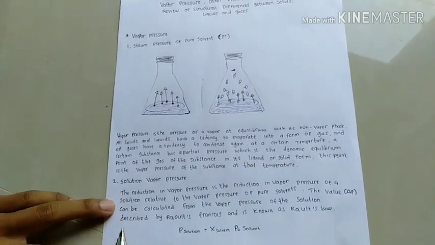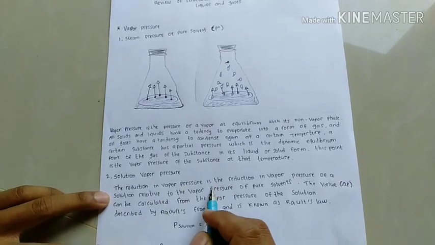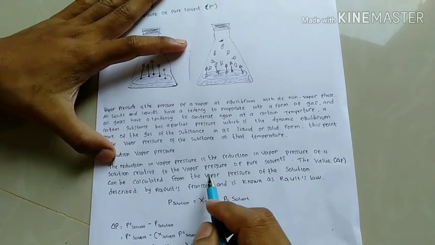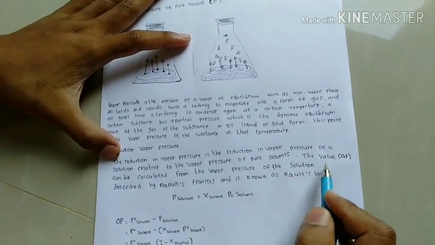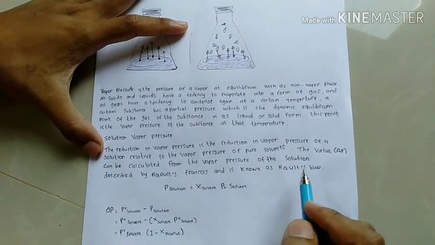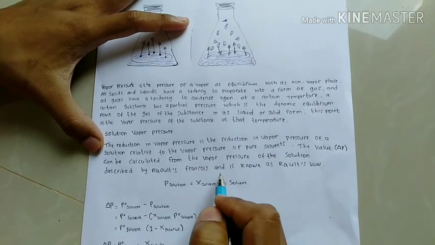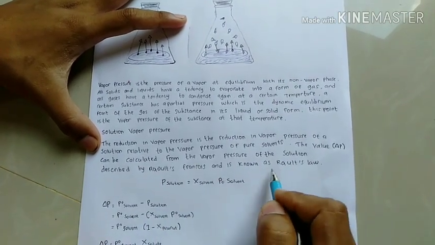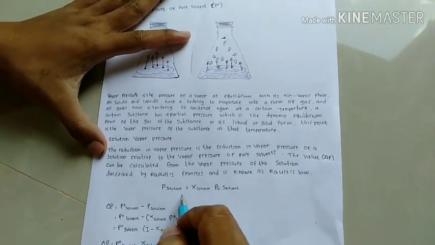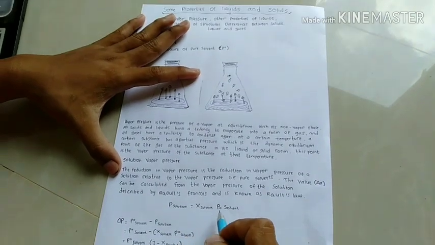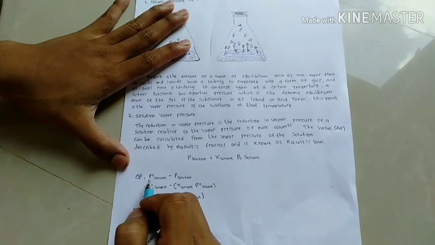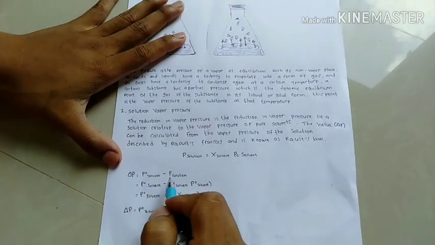The reduction in vapor pressure is the reduction in vapor pressure of a solution relative to the vapor pressure of the pure solvent. The value of delta P can be calculated from the vapor pressure of the solution, described by the law of Raoult, known as Raoult's law. The formula of Raoult's law: P solution equals X solvent times P° solvent. Delta P equals P° solvent minus P solution.